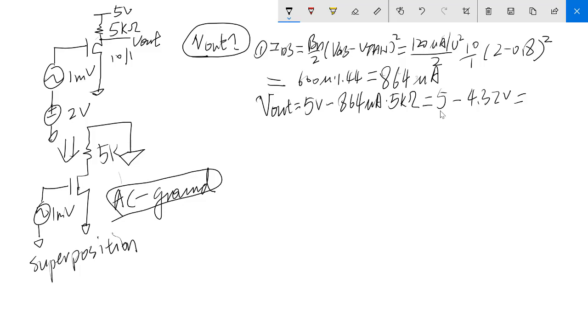Is there anything wrong with it? That's 4,000 something times milli. Oh, that's milli. That's millivolts, right? So actually the voltage drop is tiny. So it's in linear, it's not in saturation. 500 microamps.